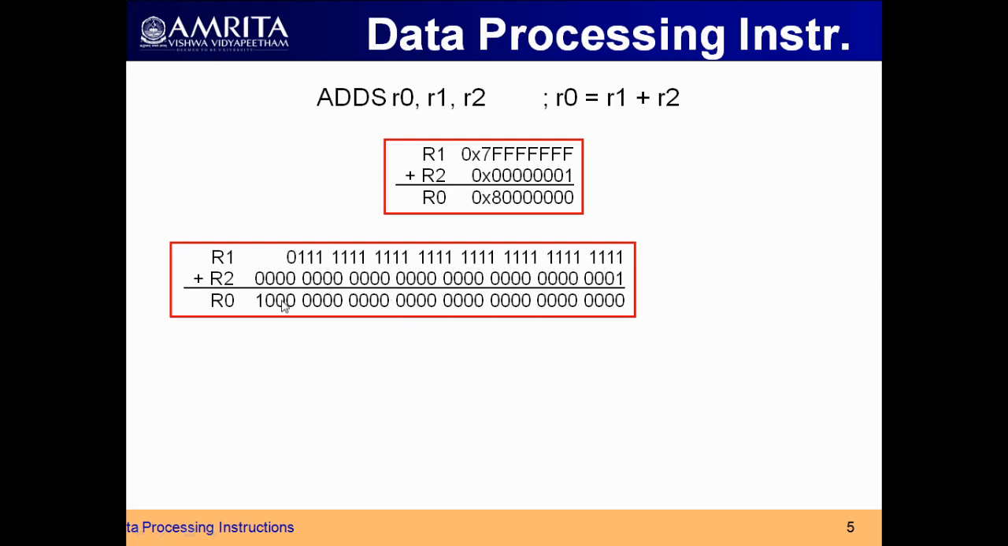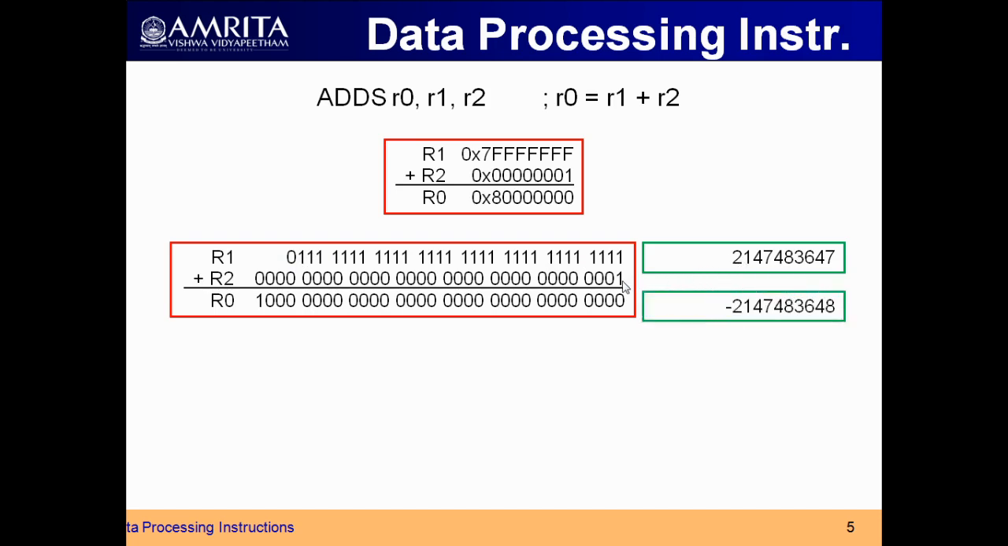But what change has occurred here now? 0x7FFFFFFF is the maximum possible positive number that can be represented in ARM. The MSB represents the sign bit. If the sign bit is 0, that means it is a positive number. So this is the maximum possible positive number you can have in ARM. Then to that you are adding 1. So what will you get? You will get 1 in the MSB and all the other bits will be 0.